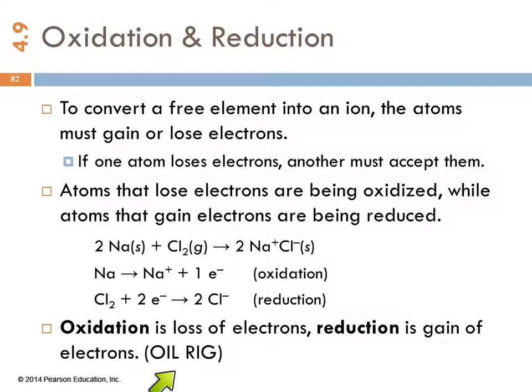So we remember OIL RIG. Oxidation is loss of electrons. Reduction is gain of electrons. So here we've got the sodium going from sodium atom to sodium ion. It loses an electron. Oxidation is loss of electrons. Here the chlorine is gaining electrons. Reduction is gain of electrons.